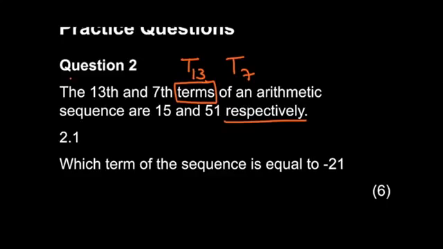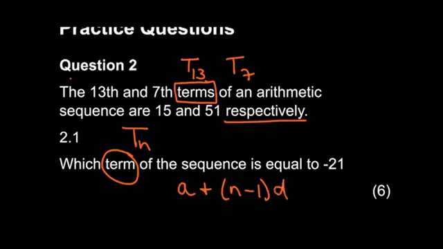Which term of the sequence is now equal to negative 21? So again, I'm talking about a term. Which term? I've got to translate it into a formula. That's Tn. So I want to know, when is a plus n minus 1 d equal to negative 21? Okay, but I don't know the first term. It's missing. I only know the 7th and the 13th, and I don't know what the difference is either.